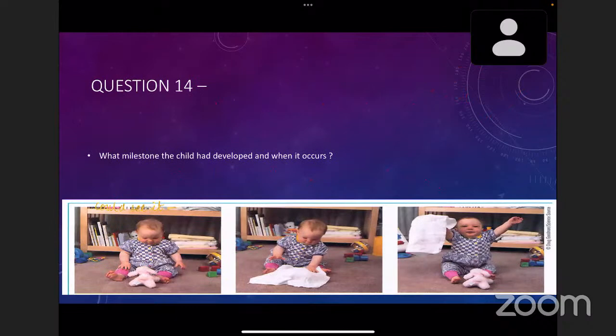Now what is this? So here is a picture where a child is playing with a doll. Now someone has covered the doll with a towel. Now the child recognizes that if I remove this towel, I can see the doll. What is this milestone? Anyone? This milestone is known as object permanence. Yep. This is one of the important milestones that is acquired in the social domain of the child.